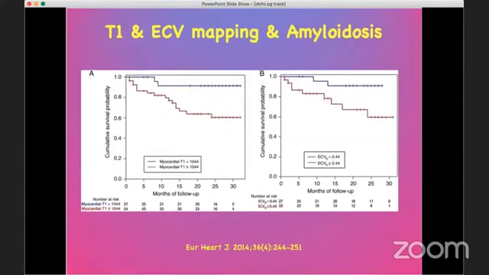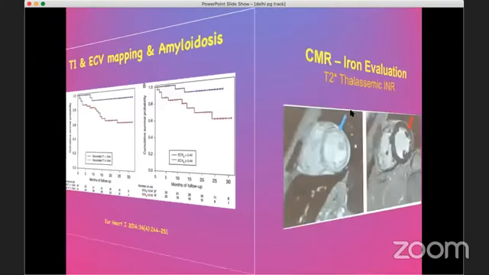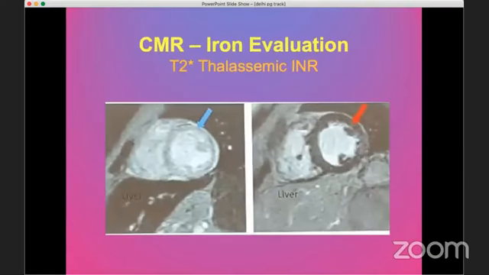The myocardial T1 in amyloid also helps us to tell us that when we have a high T1, the survival curves go down, and when the ECV is high, again, the survival goes down, showing you they have a very good prognostic capability as well.